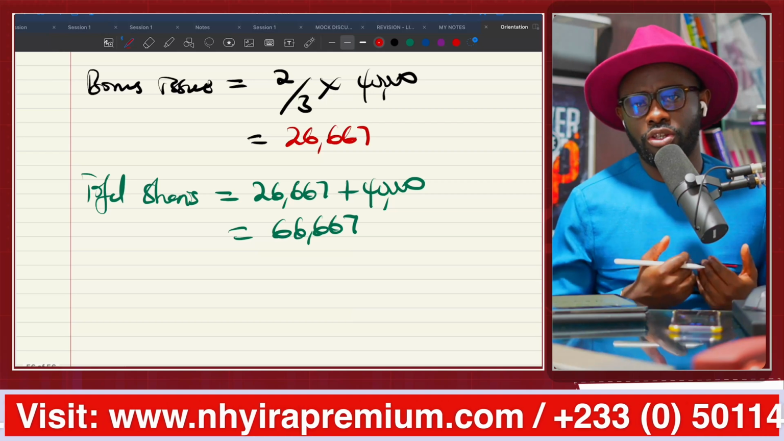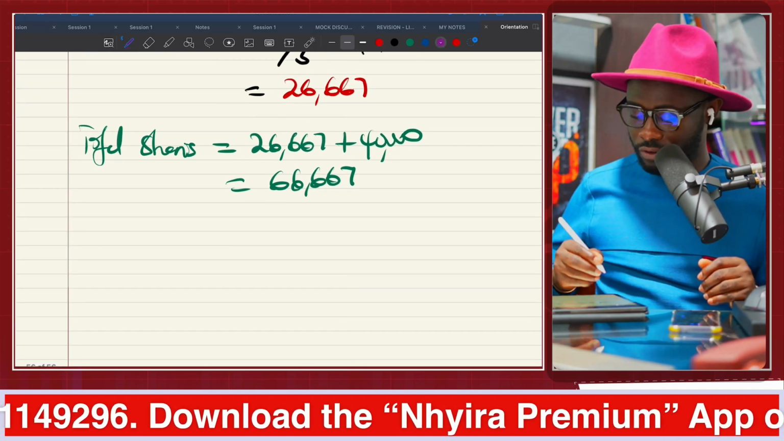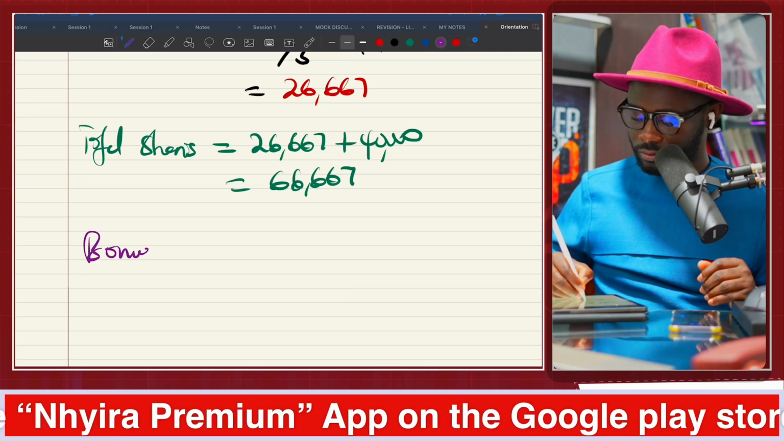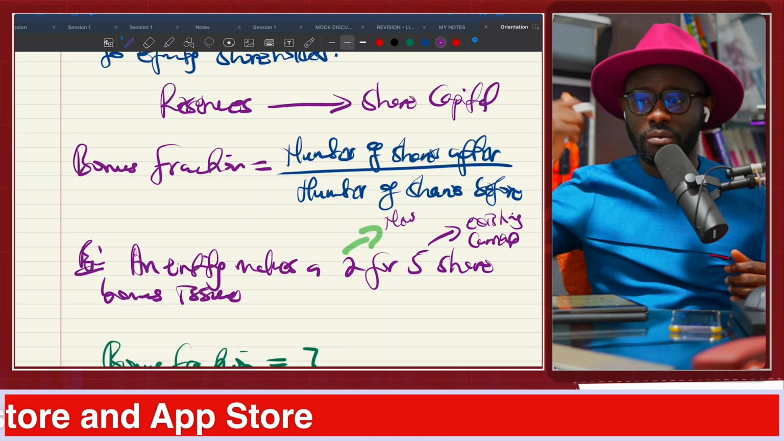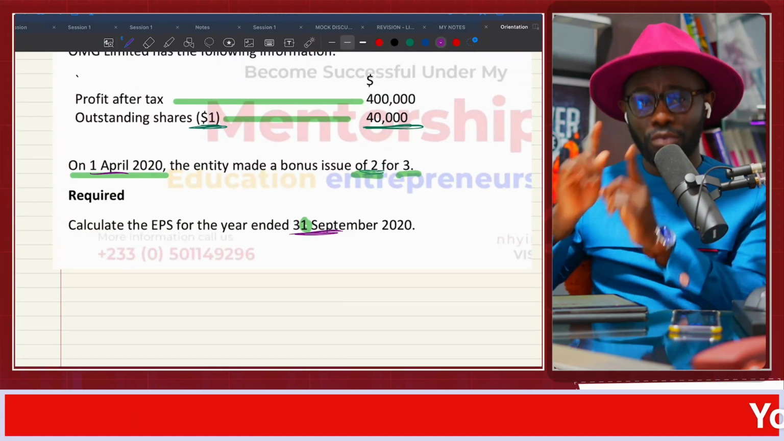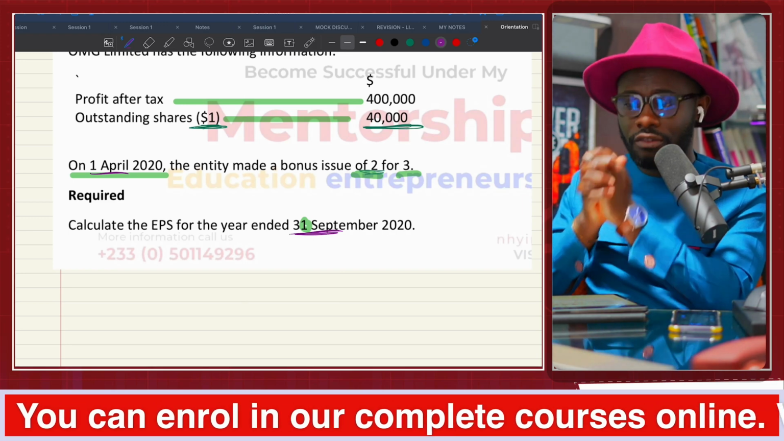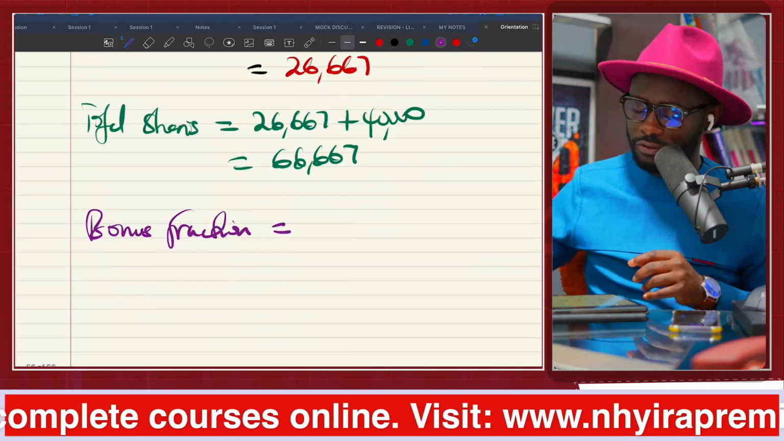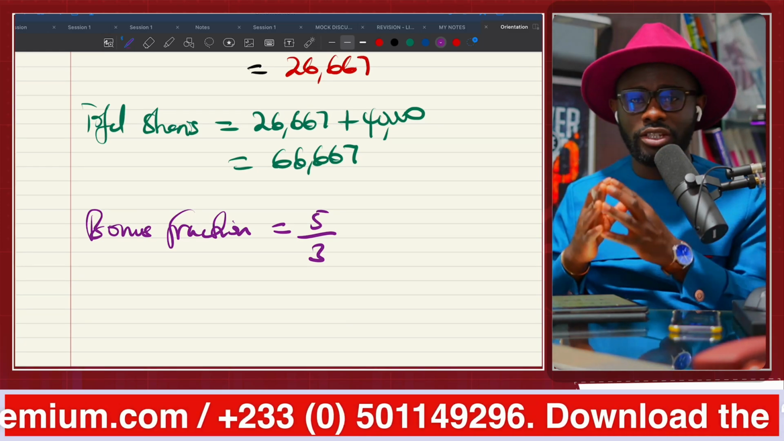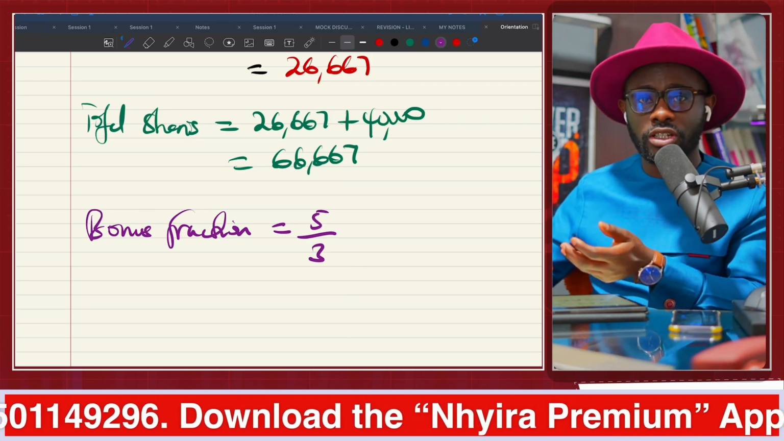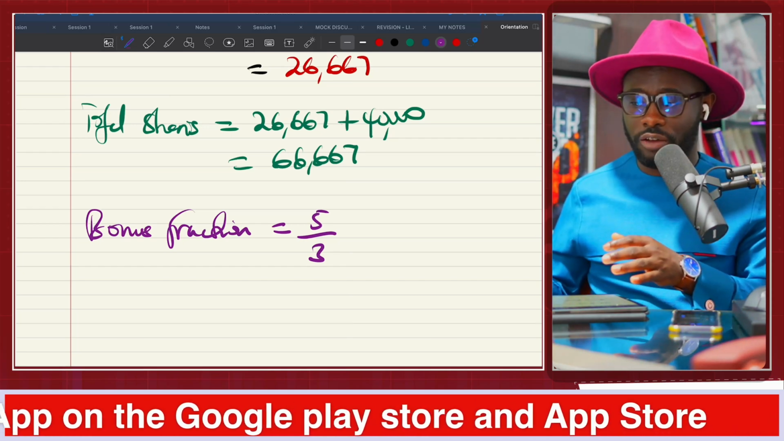Now, because it's a bonus issue, before we can calculate the weighted average number of equity shares, we need to calculate the bonus fraction. If you remember, we said the bonus fraction is the number of shares after the issue divided by the number of shares before the issue. Since the issue was 2 for 3, that means after the issue you now have 5. So it's going to be 5 over the existing 3. That's our bonus fraction. And like I told you under right issue, we won't punch this out, because when you punch this out, you have to approximate it and you are going to be working in decimals. So you want to leave the answer like this because we're going to work with it later on.